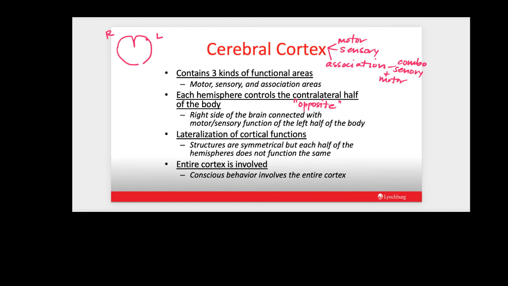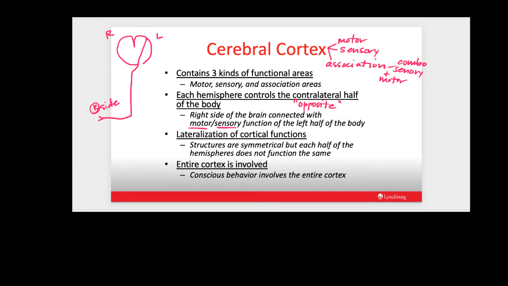If we had a neuron, let's say a motor neuron coming from the left side of the brain, it's originating there. It's going to travel down, cross over, and then control motor function on the right side of the body. And that's what we mean by contralateral control. This is the arrangement for both sensory and motor function with the connection between the brain and the body. So the right side of the brain is going to control the left side of the body.